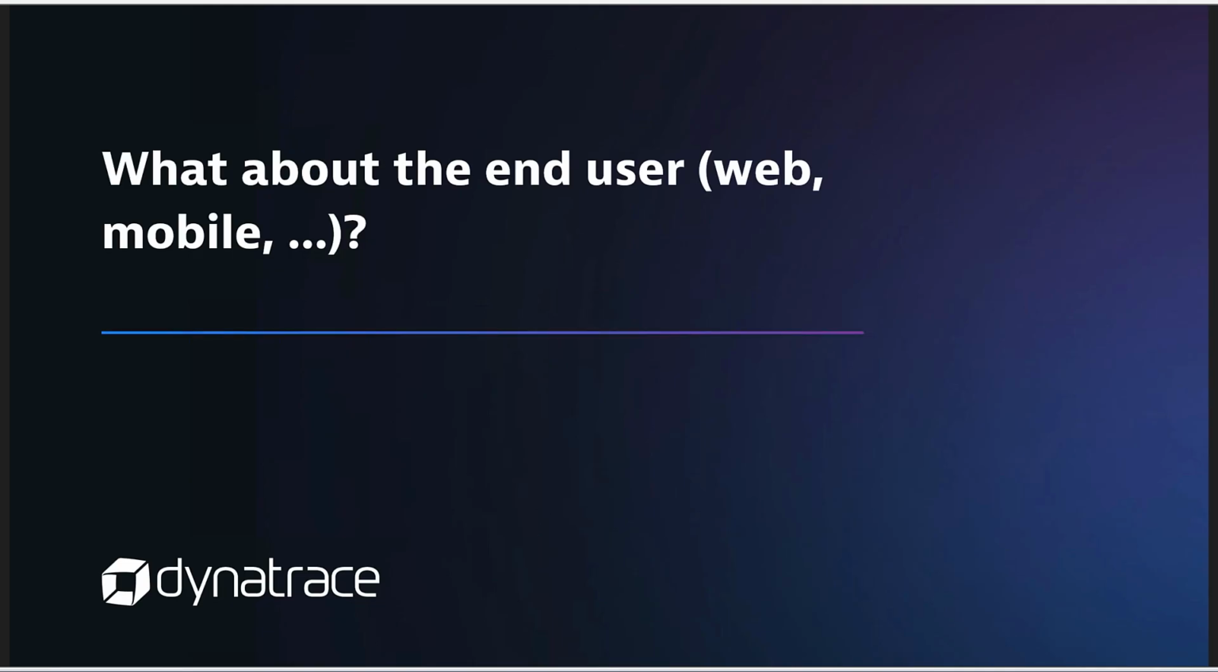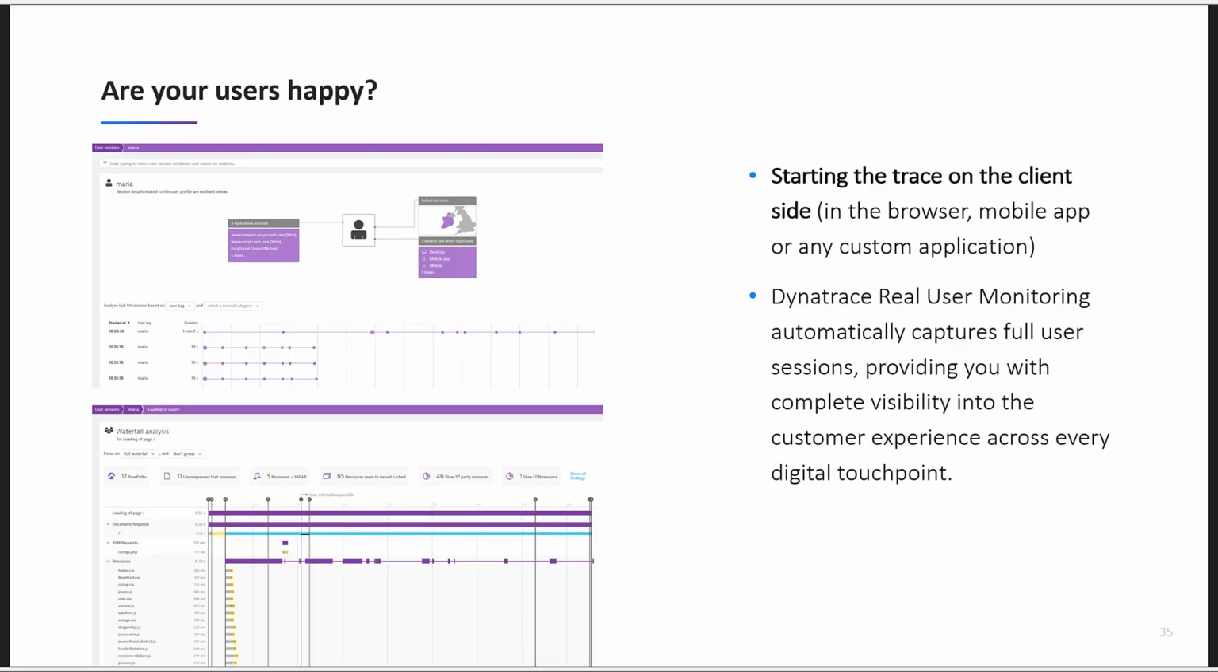Now, we have been talking a lot about the server side, right? But what about the end user side, web, mobile? So we have a part of our offering which is called Dynatrace Real User Monitoring, and this is for the end user side. And it's really important to start the trace on the client side, because if you get only visibility or details on your server side, you actually don't know when something is happening, if your users are impacted, if they're happy.